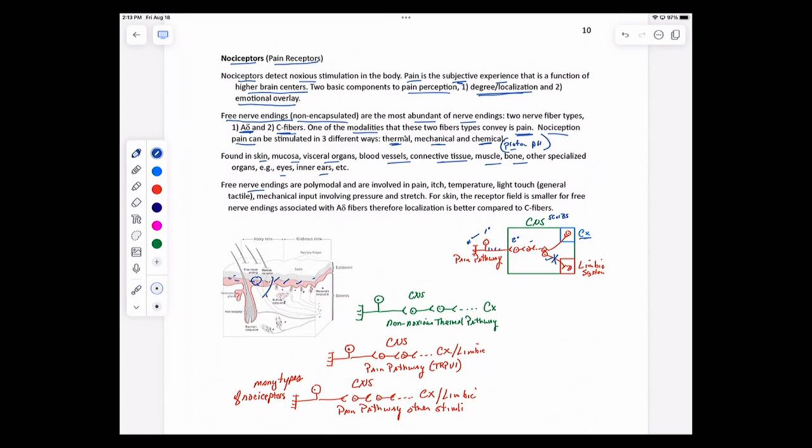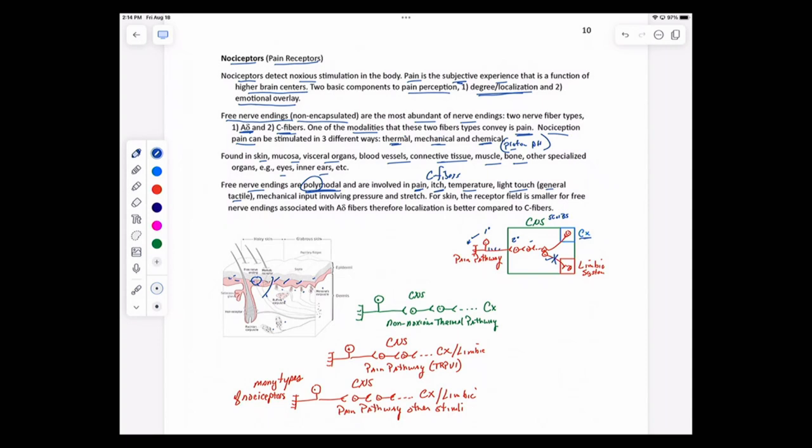Free nerve endings are considered polymodal. I think you can kind of figure that out. Poly meaning many, modal, different types. So free nerve endings, obviously, are involved in pain. Free nerve endings are involved in itch. Again, itch is usually going to involve free nerve endings and C fibers. Temperature, of course. Light touch, so you're gently touching somebody. Sometimes this is called general tactile. You're aware that you're being touched. You're not sure about the quality of the touch or the nature of the touch, but you're aware of the touch. That's called light touch.